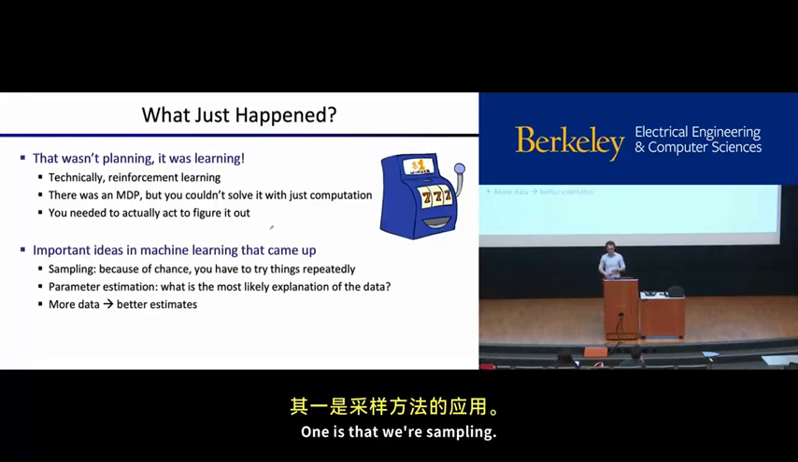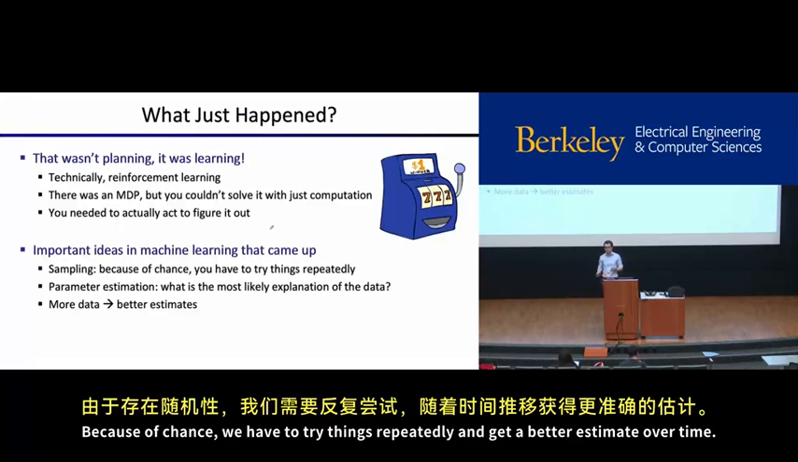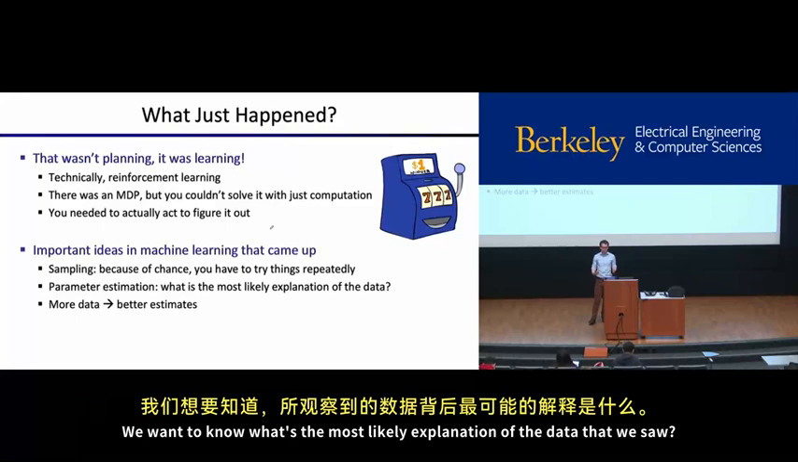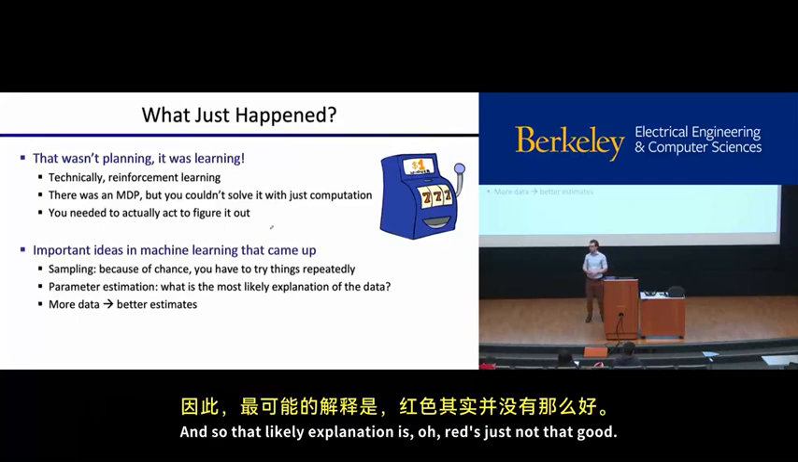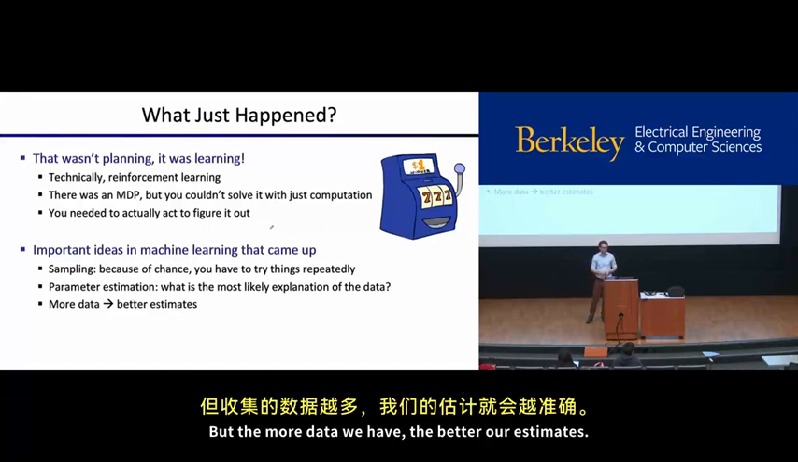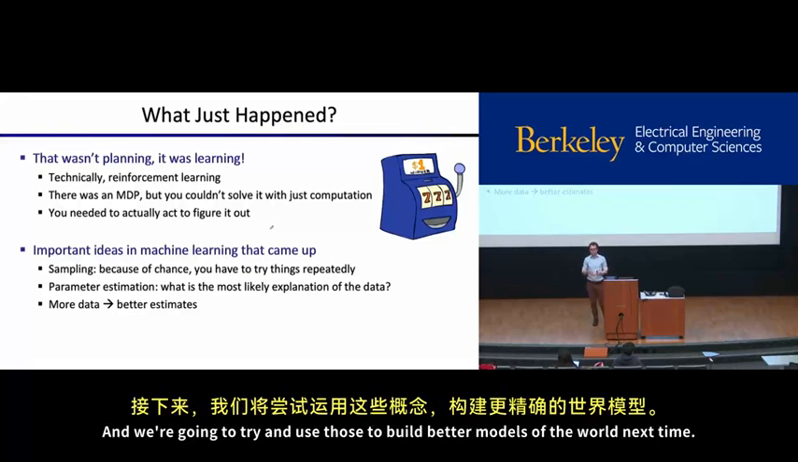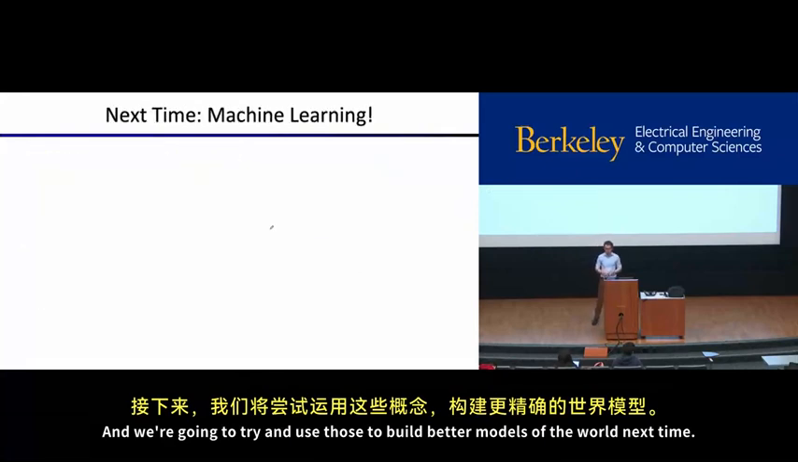One is that we're sampling because of chance. We have to try things repeatedly and get a better estimate over time. Second is parameter estimation. We want to know what's the most likely explanation of the data that we saw. And so that likely explanation is, oh, red's just not that good. But the more data we have, the better our estimates. So we're going to have these concepts in our minds, and we're going to try and use those to build better models of the world next time.